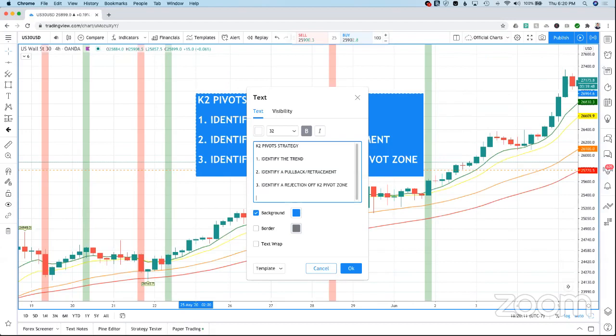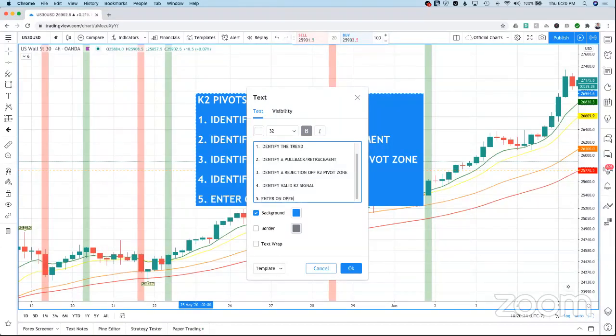And then lastly, identify a valid K2 signal. And then once you have all those, you can enter on open of a following candle. Make it smaller.